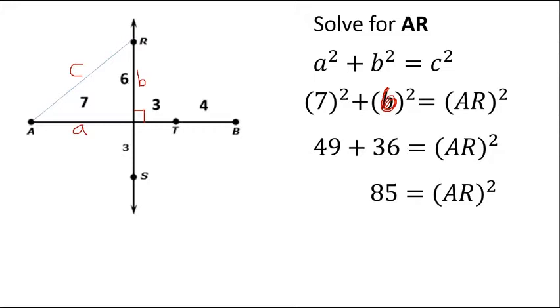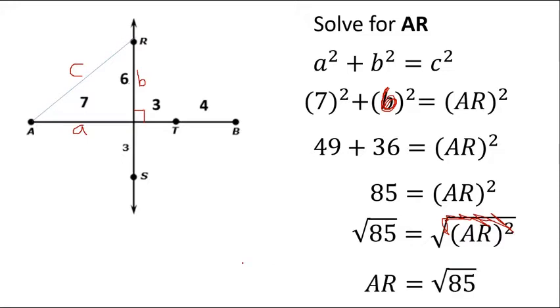And remember, to undo a square, we take the square root of both sides. So I take the square root, and remember, a square root and a square eliminate each other. So these two eliminate each other. We're just left with AR. So here we say that segment AR is equal to the square root of 85. And that's our answer.